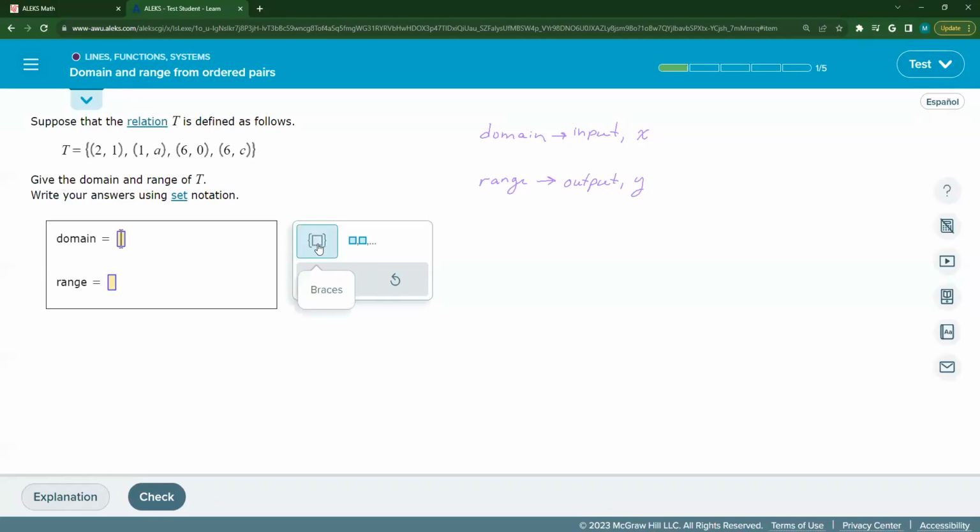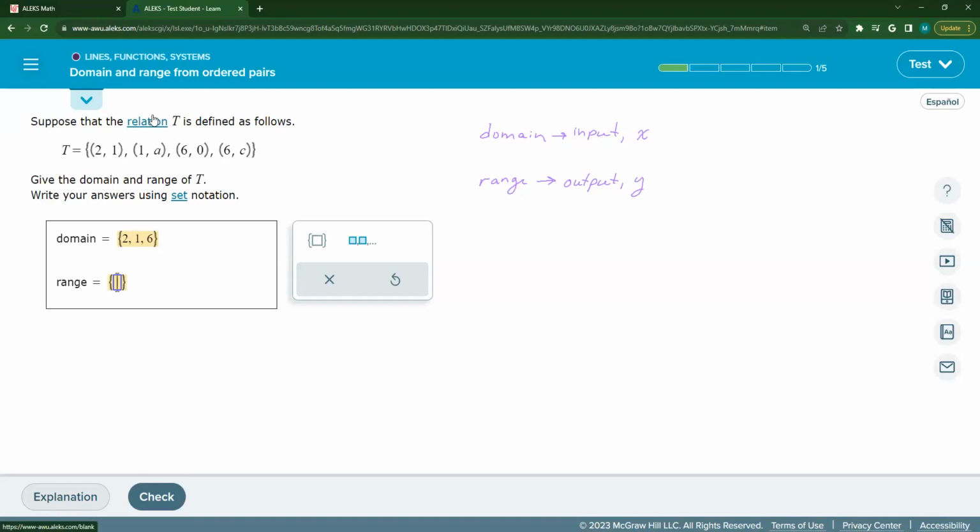Remember, domain is all of the x's. So make sure that you're paying attention because it will sometimes flip those around. So domain is the x's. We're just going to list them as we see them. So 2, 1, 6. And the next one is a 6. I've already typed it, so I don't need to type it again in this one. So I can, but it's not necessary, so we don't want to do any of the repeats in this.